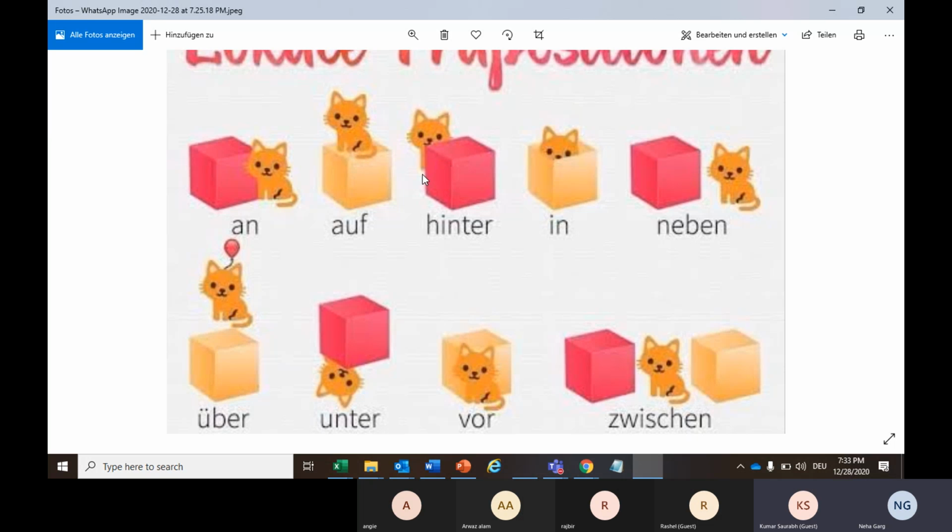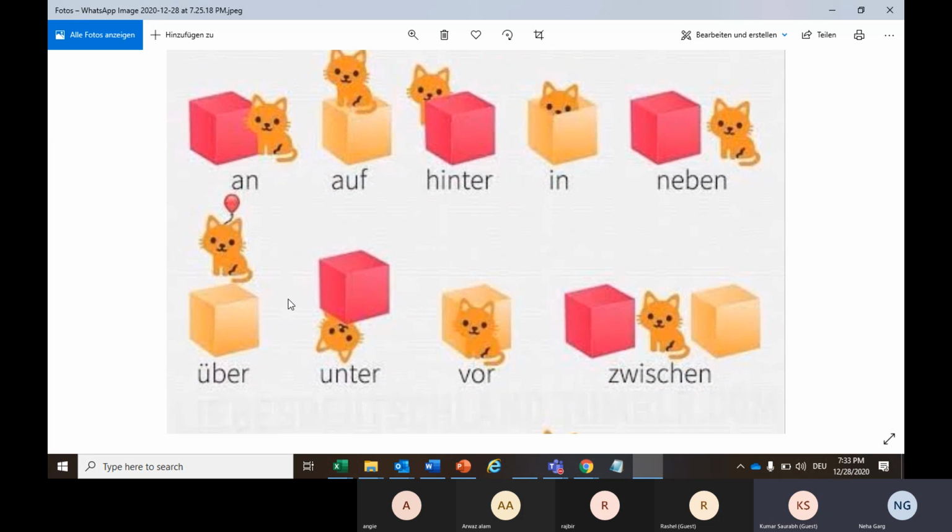Hinter, as you can see, means behind it. Let's say I am parking the car behind the house, or the car is being parked behind the house. Then in means inside something. I am going in the church, or I am in the church, when you are inside something. Then neben, here, means next to. The cat is next to the box, neben.